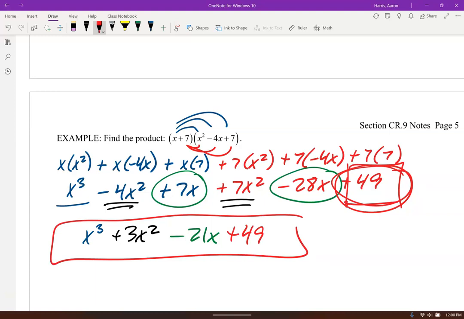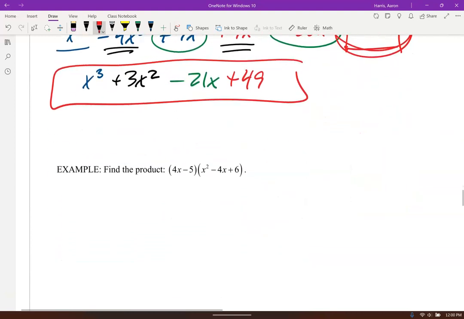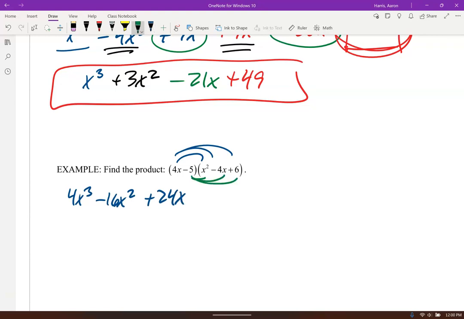Okay, that's a binomial times a trinomial on that one. Let's keep going here. Let's do some more. Take the 4x through first. So I got 4x cubed minus 16x squared plus 24x. Now I'm going to take the minus 5 through. So minus 5x squared plus 20x minus 30.